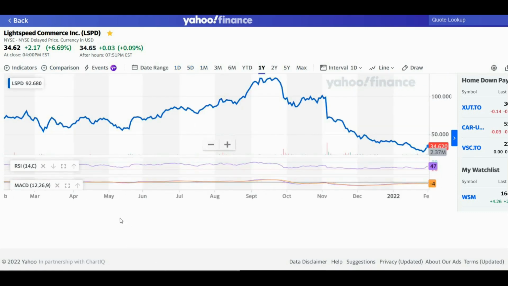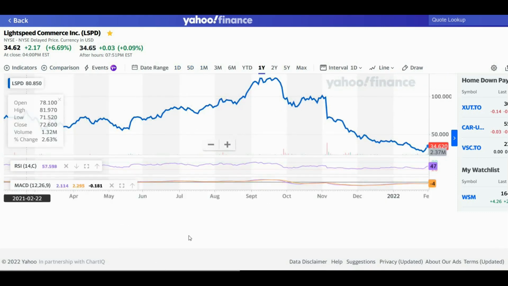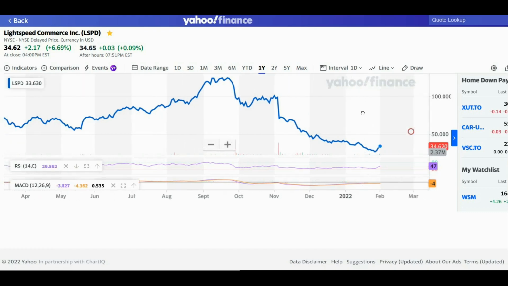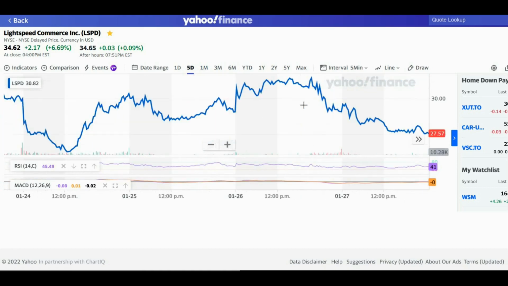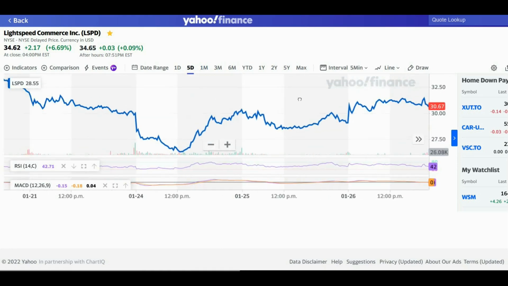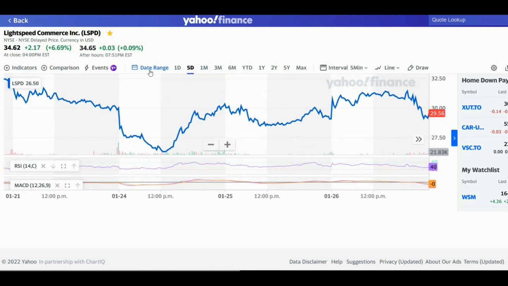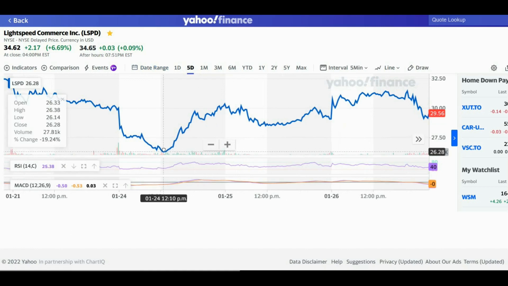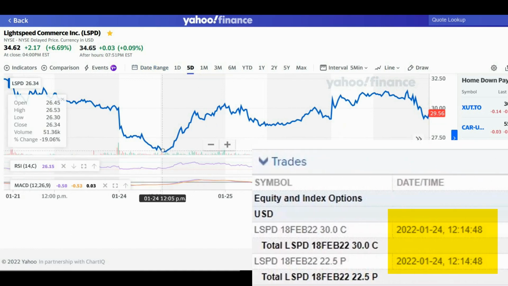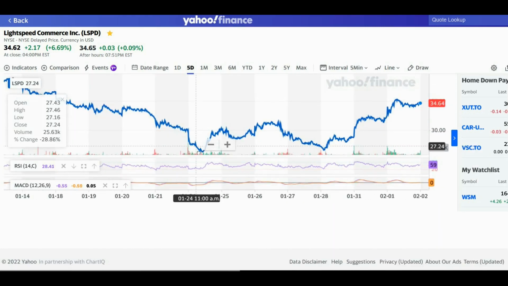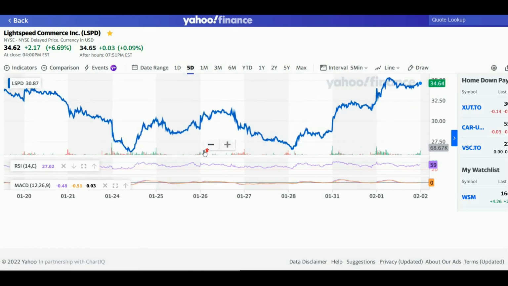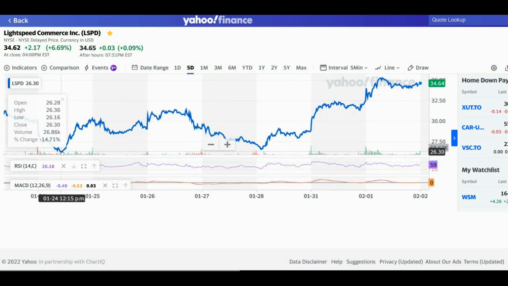Looking at the 1 year chart here, it basically was the lowest point right there. If I zoom into the 5-day and go back to last week, January 24th, I believe I did the risk reversal around 12 o'clock or 12:15. So you can see it's right basically at the lowest point. That's literally like perfect timing, which almost never happens. This was just a complete fluke that I was able to time it at the very bottom.